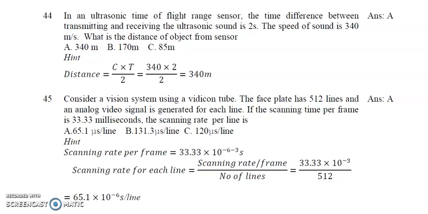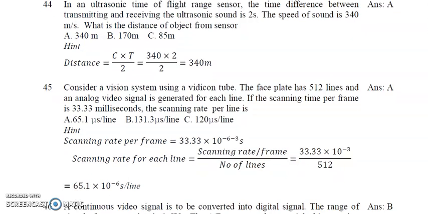So the milliseconds, we are having 33.33 milliseconds. So 33.33 into 10 power minus 3 divided by 512. That will give you 65.1 into 10 to the power minus 6 second per line. So that is the right answer. 65.1 into 10 power minus 6 means it is 65.1 microsecond per line. So the answer is A.